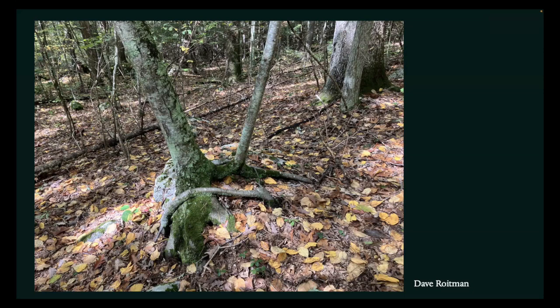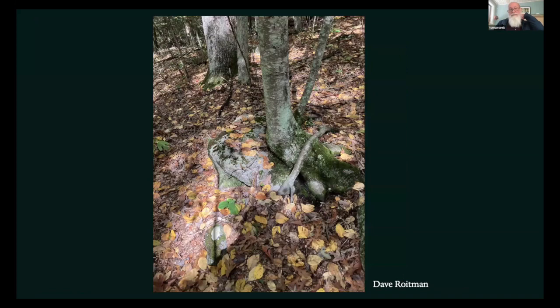And Tom, I have another question though. Yeah. Could the tree whose root that is have died and the root still look that healthy? I don't think so. I think that's a living root that's still attached to its tree. Yeah. Okay.